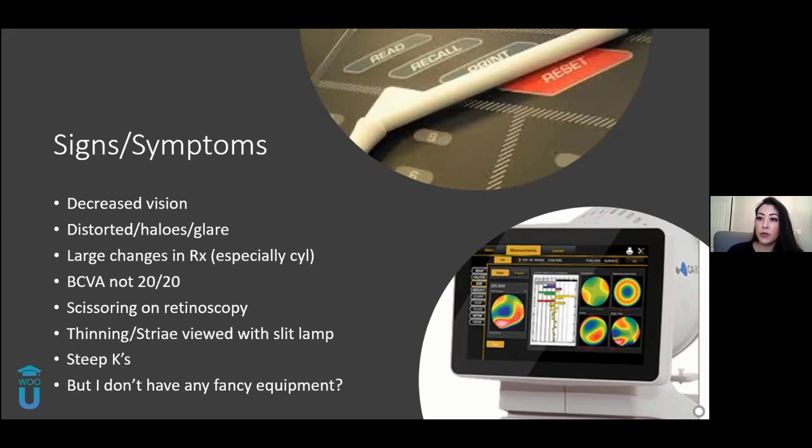Something that I hear a lot from doctors is, I'm in a traditional practice, or I'm in a commercial setting, or I'm in a clinic where I don't have access to a pachymeter. I don't have access to a topographer, and that's okay. That's why I'm giving you some of these pearls of things to look out for when they come in just for their regular comprehensive eye exams.